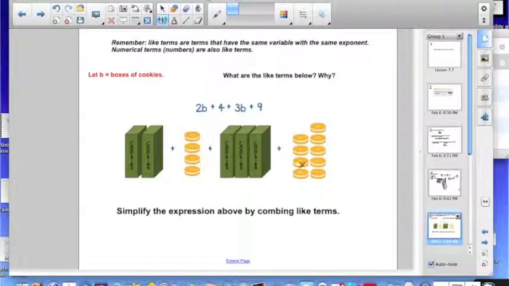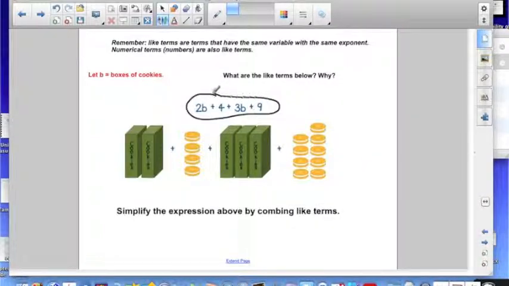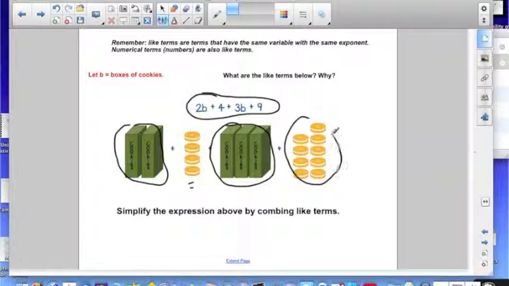That might be a little bit easier to see if we assign a value to the variable. Here's our algebraic expression, and let's say b represented boxes of cookies. So you can see 2b right here is 2 boxes of cookies. 4 is a numeric term. Let's say that represented 4 cookies. 3b is 3 boxes of cookies, and 9 is a numeric term.